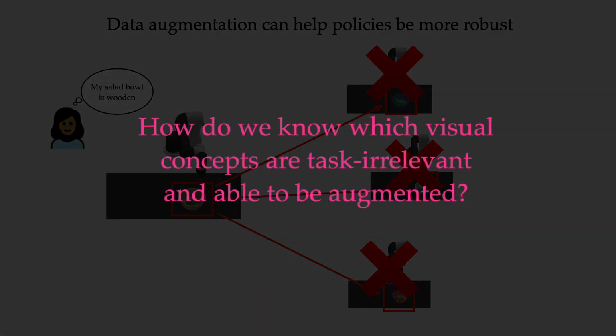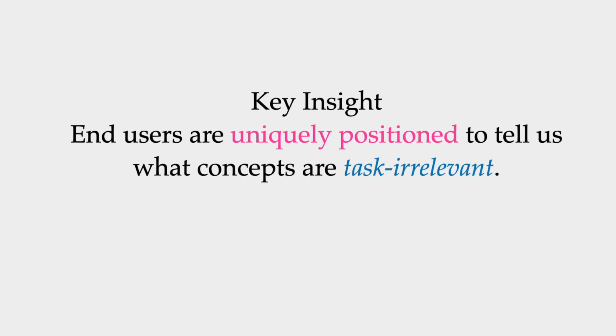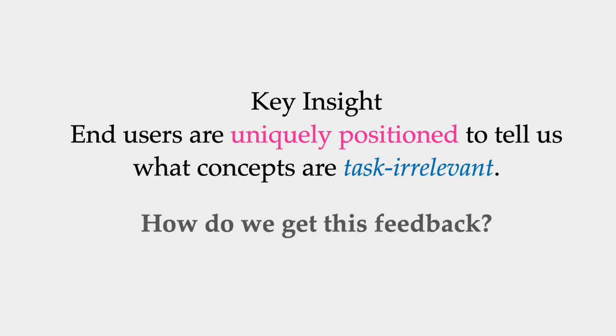This brings us to the main question asked in this work, which is how do we know which visual concepts are task irrelevant and able to be augmented? Our key insight is that end users are uniquely positioned to tell us what concepts are task irrelevant. How do we actually get this feedback?